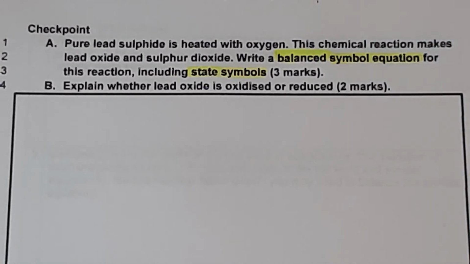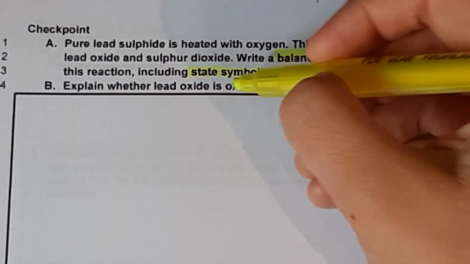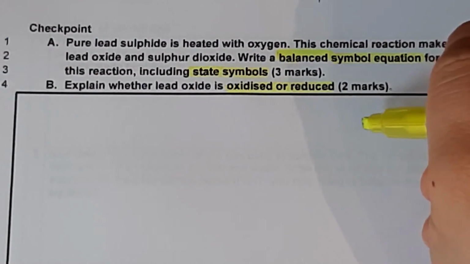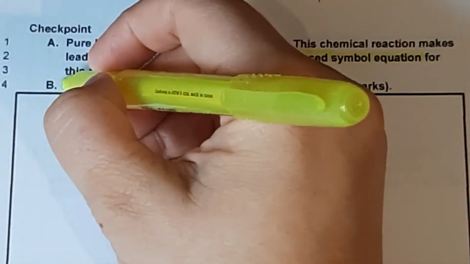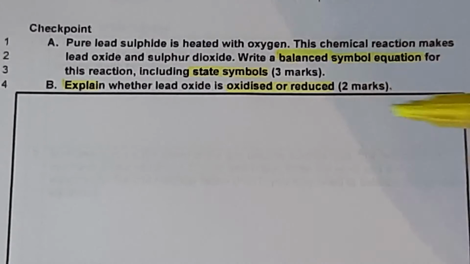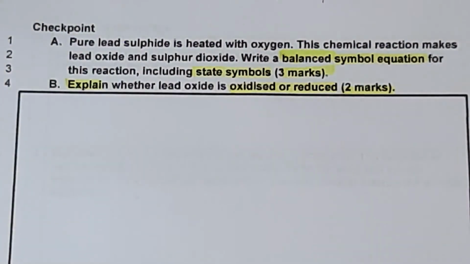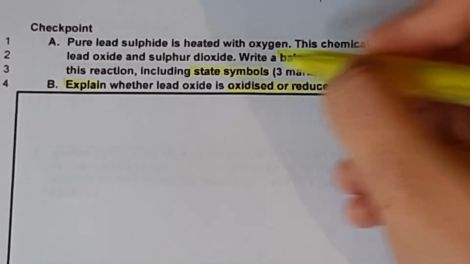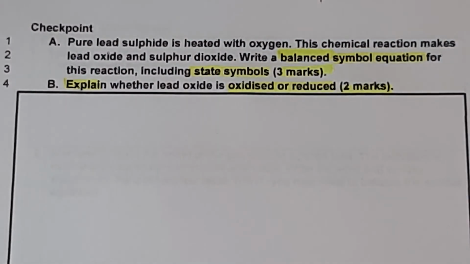And part B, explain whether lead oxide is oxidized or reduced. So you have to state whether it's oxidized or reduced for 1 mark. For the second mark, you need to explain why. Also, lead sulfide is PbS, just so that you know what it looks like. Okay, so pause the video whilst you do that.